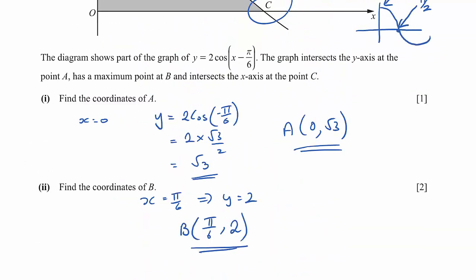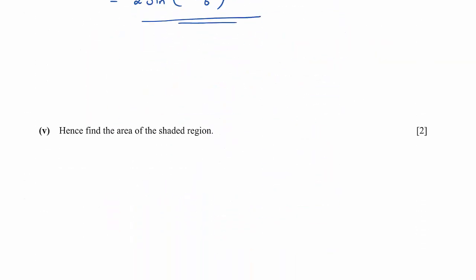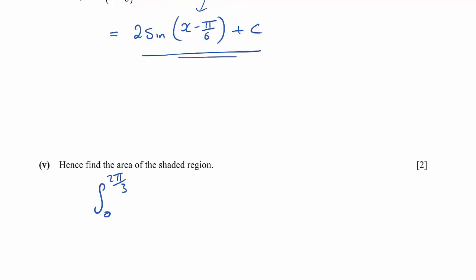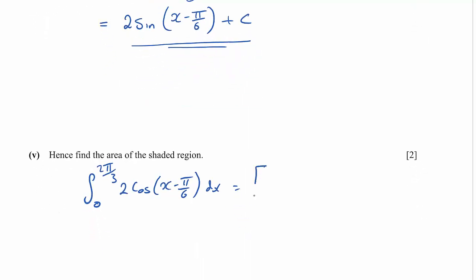So let's just go back and look at the shaded region. Well, we know that goes from 0, and we found that this is at 2 pi by 3. So what we would want for that shaded region is the integral from 0 to 2 pi by 3 of 2 cos(x take away pi by 6) dx. So we've just done that integral, so we know that's 2 sin(x take away pi by 6). We don't need the plus c for a definite integral, so 0 to 2 pi by 3.